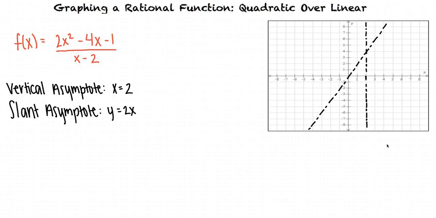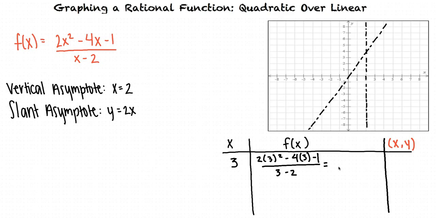We now need to plot 2 points on each piece of the graph. This means we will plot 2 points on each side of the vertical asymptote x equals 2. Since 3 and 4 are x-coordinates to the right of the line x equals 2, let's start by finding their corresponding y-coordinates. If we plug 3 into the function, we get 2 times 3 squared minus 4 times 3 minus 1 in the numerator, which simplifies to 5, and we get 3 minus 2 in the denominator, which simplifies to 1. And 5 over 1 is equal to 5.